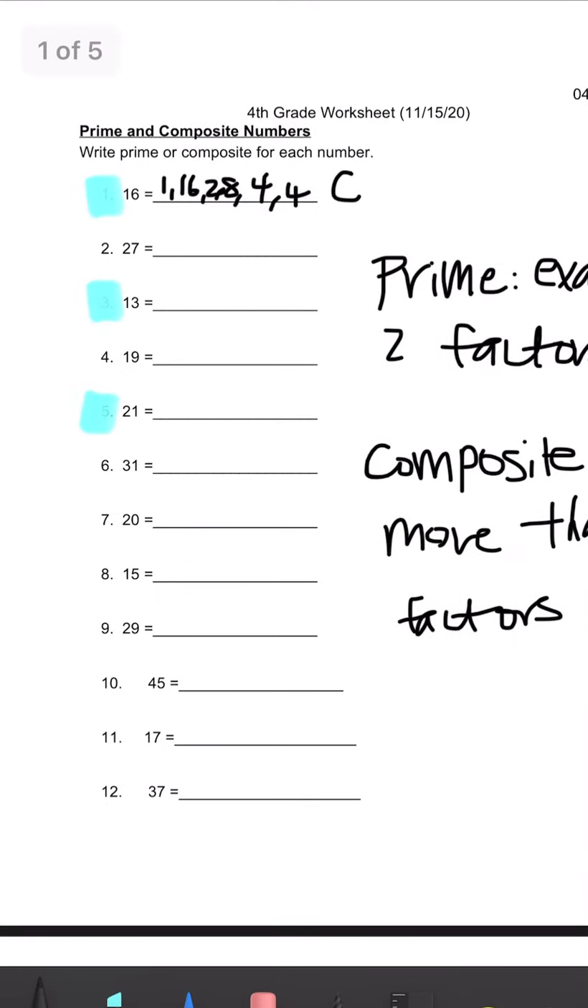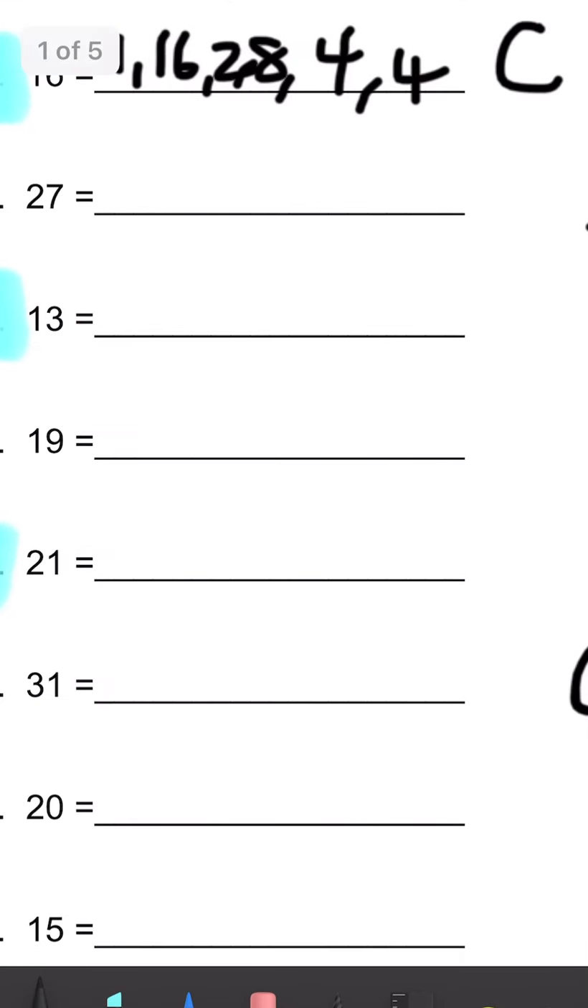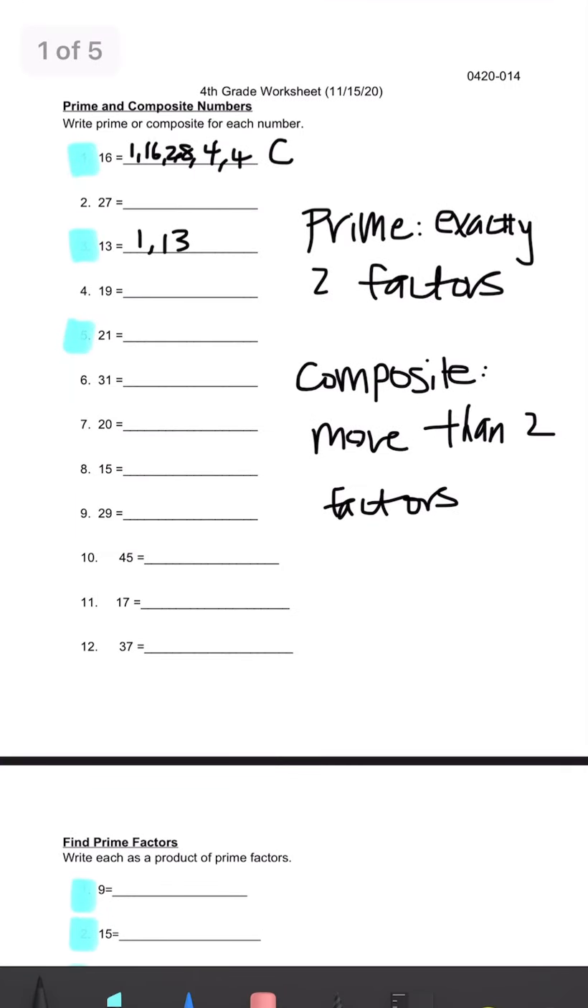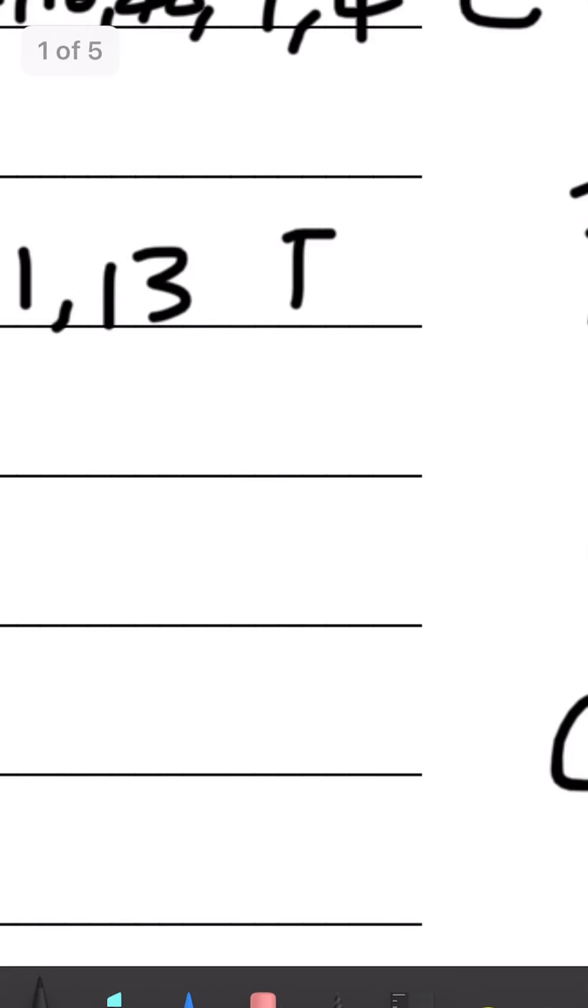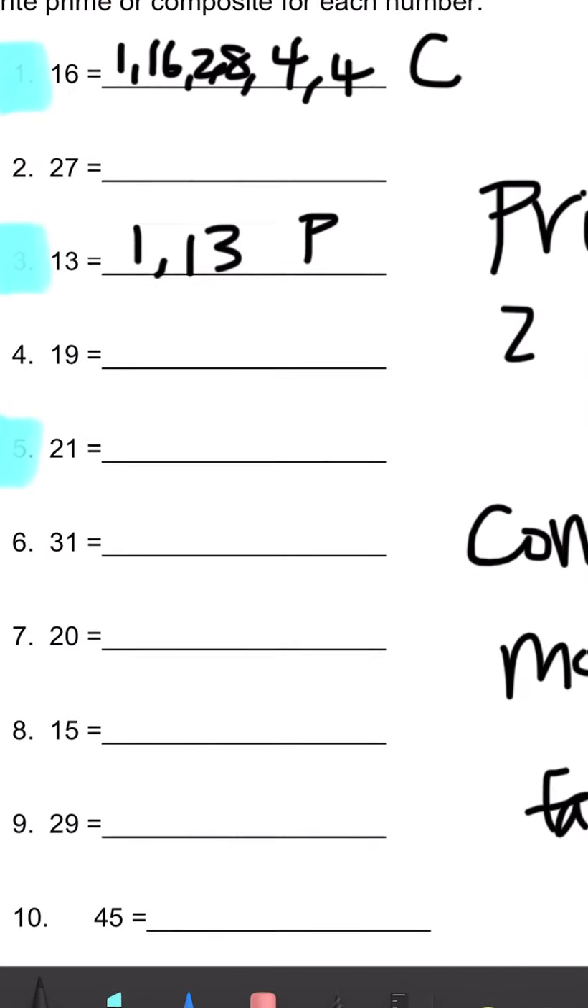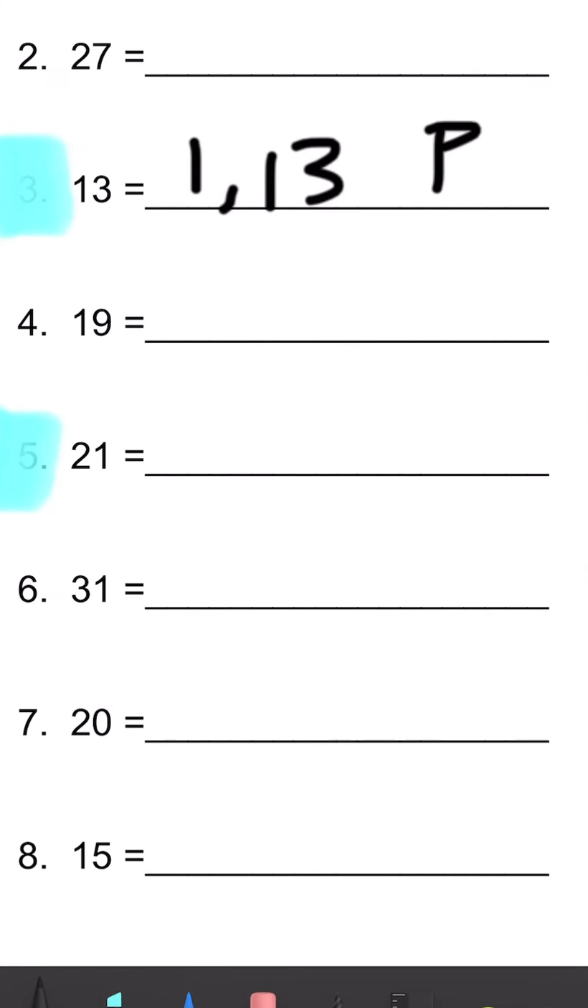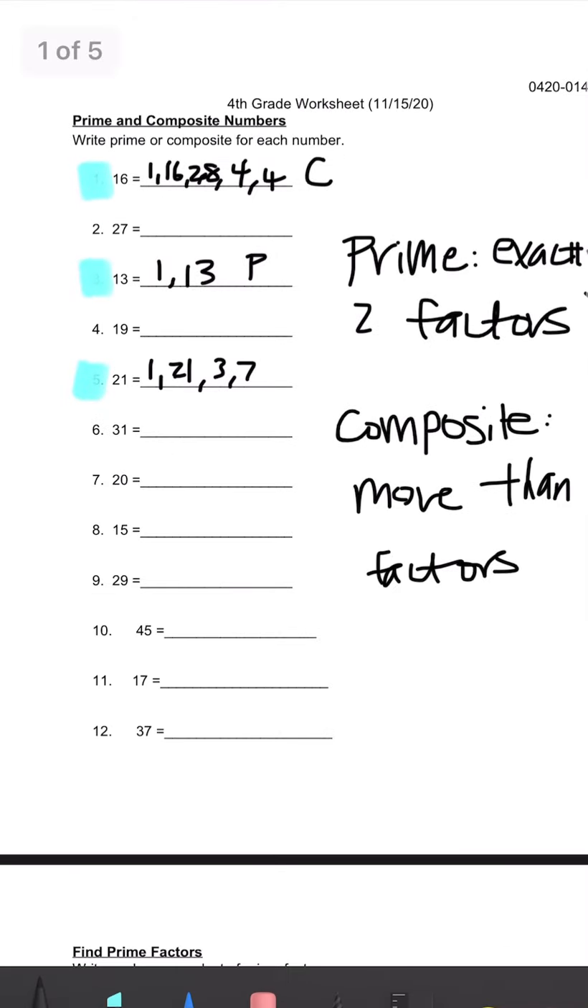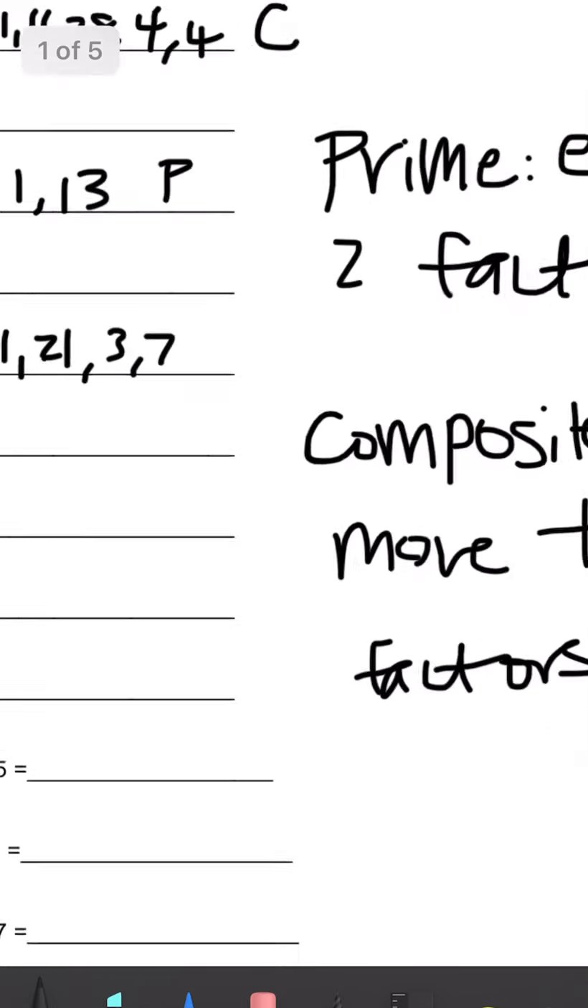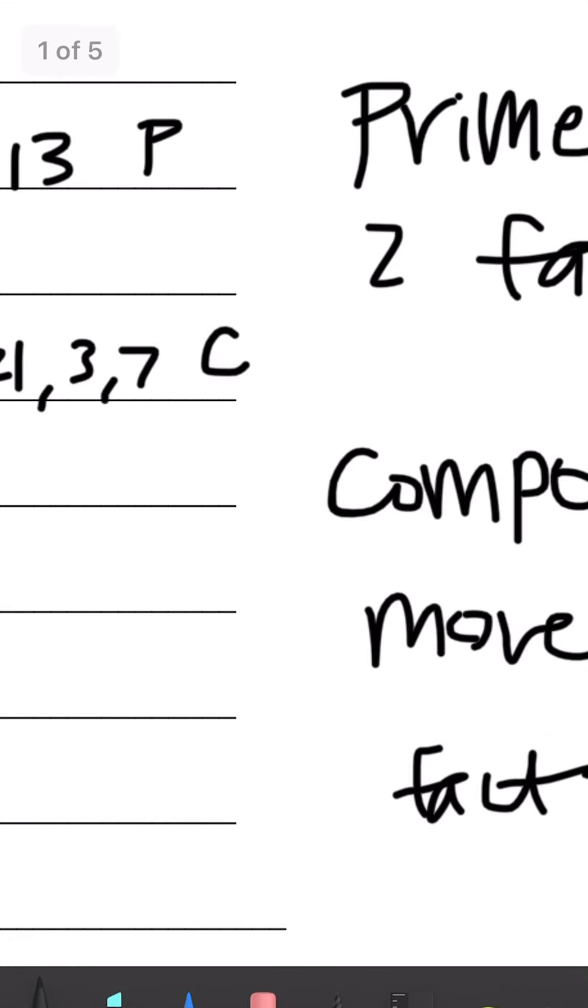Next, we'll look at number 3, which is 13. The factors are 1 and 13. And since it has only two factors, we know that it's prime. Number 5, the factors are 1, 21, 3, and 7. Since there are more than two factors, again, this is composite, so we'll write C at the end.